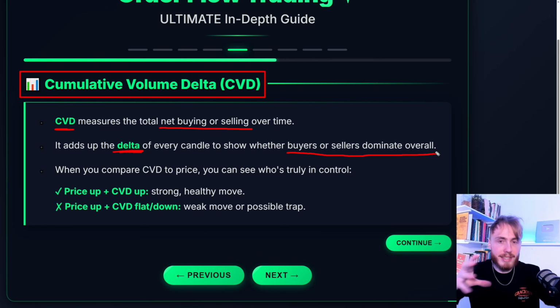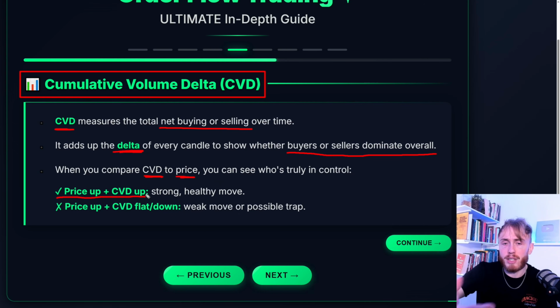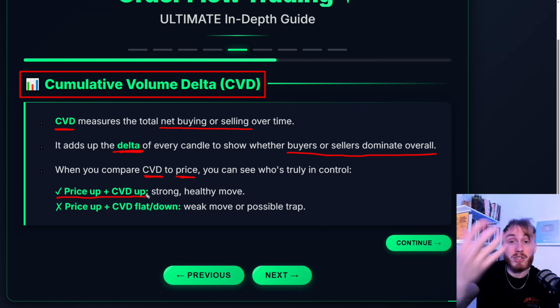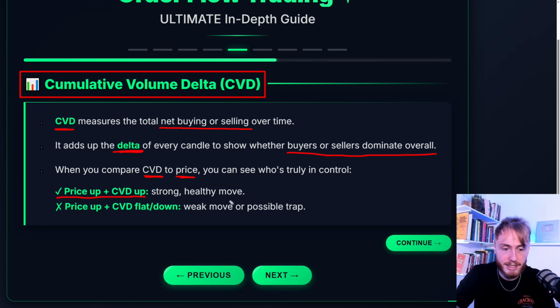And here the interesting signals start to come when we compare the cumulative volume delta to the price. Because when we do that, we can start to see who is actually in control of the market. So for example, if the price goes up and we're also seeing the cumulative volume delta go up, we're seeing that the aggressive buyers are succeeding in pushing the price higher, right? So we often have a strong, healthy move.